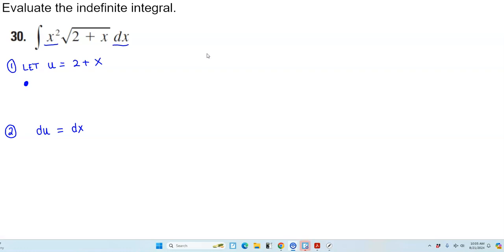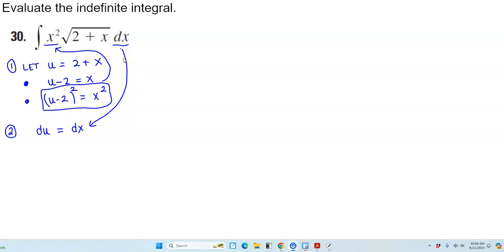So if we wanted to solve for x, we would subtract 2 from both sides. So this would give us u minus 2, which is equal to x. Okay, and then the next thing is, if we want to make this x squared, well, x squared is just squaring both sides. So if we squared both sides, what do we get? Well, we get x squared here, and then we get u minus 2 squared. So this can substitute for that, and then we know that there is our dx.